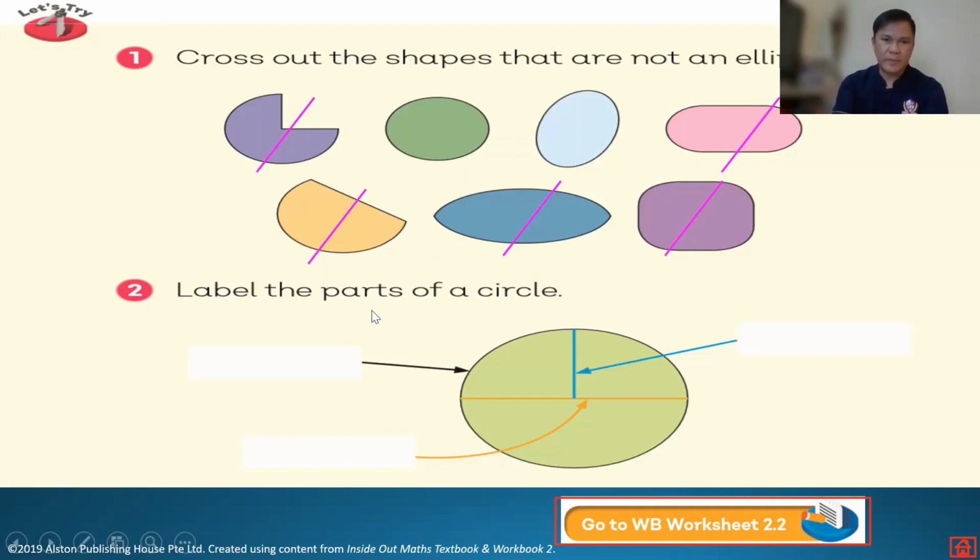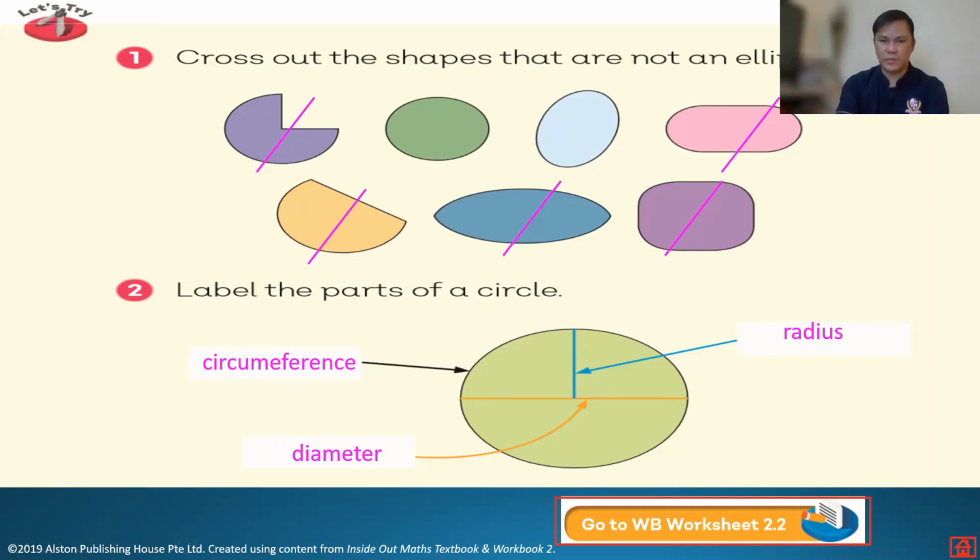Number two, can you label the parts of a circle, if you remember what I said? So this one, we call it the circumference. How about this one? This one is the radius, and this one is the diameter. Now remember, if we make a circle or ellipse, we can see the diameter, the whole line across, and the radius, which is half of it. And the round part of the circle, we call the circumference.